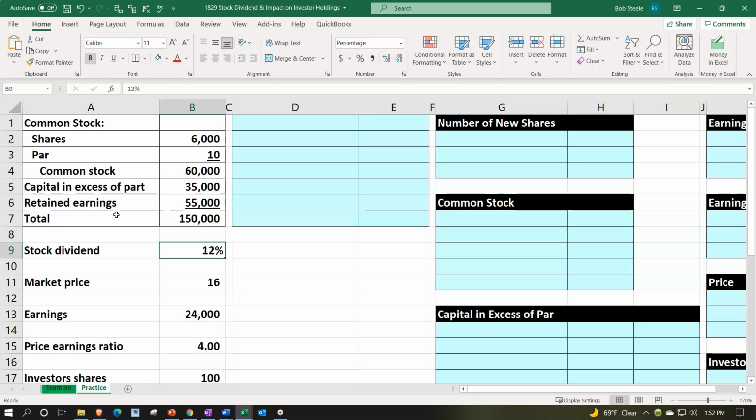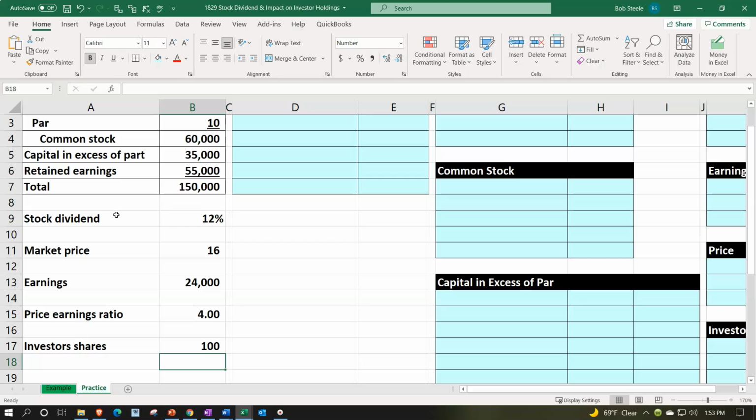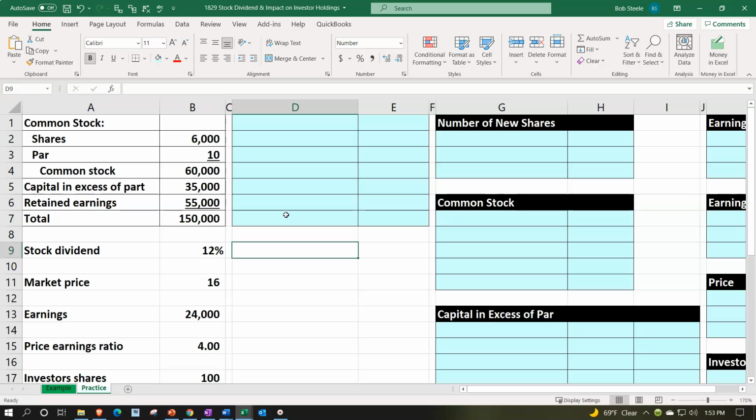Stock dividend is going to be at 12%. Market price $16. Earnings, the bottom line of the income statement, in other words, 24,000. Price earnings ratio at 4. And then we're going to imagine, once done with this, we have an investor with 100 shares before and after this stock dividend. Where will that investor stand before and after our stock dividend at the 12%?